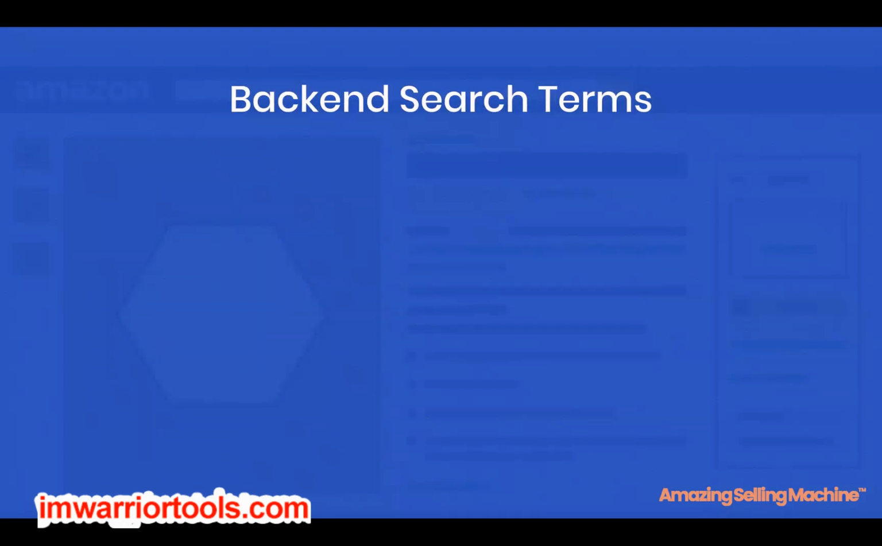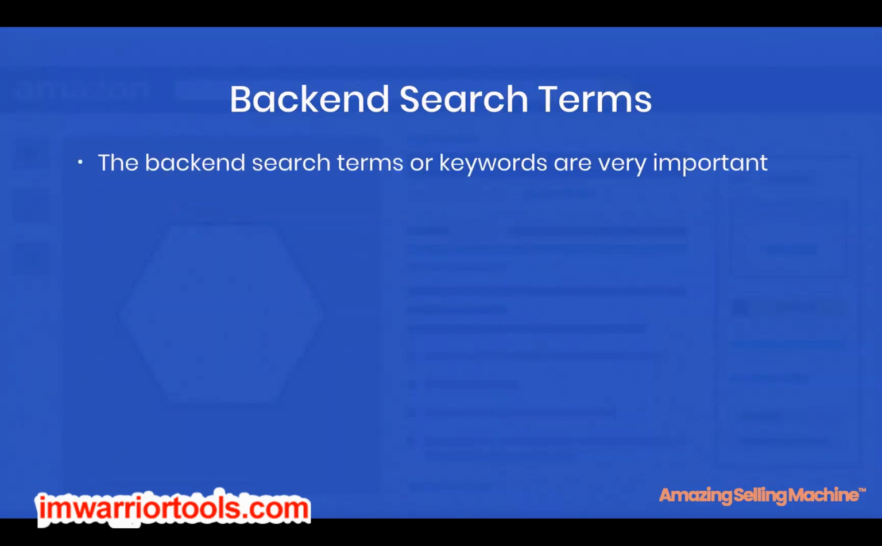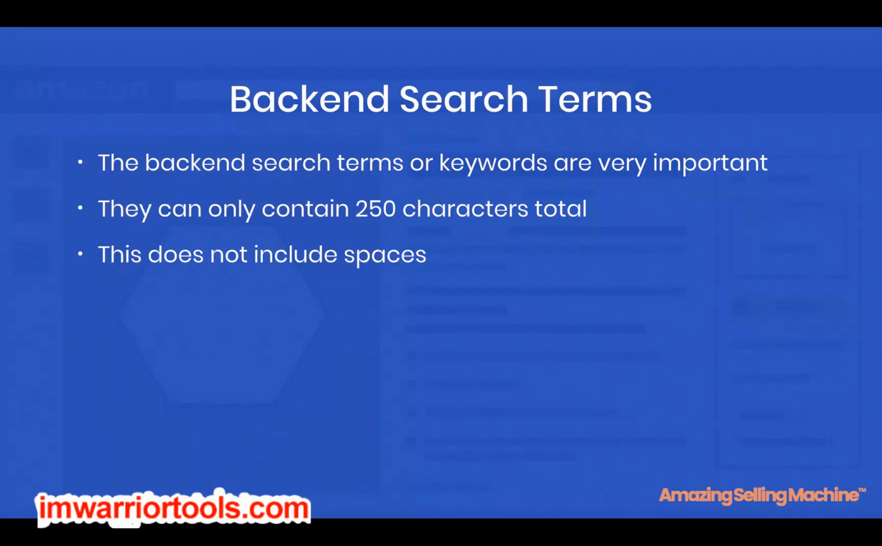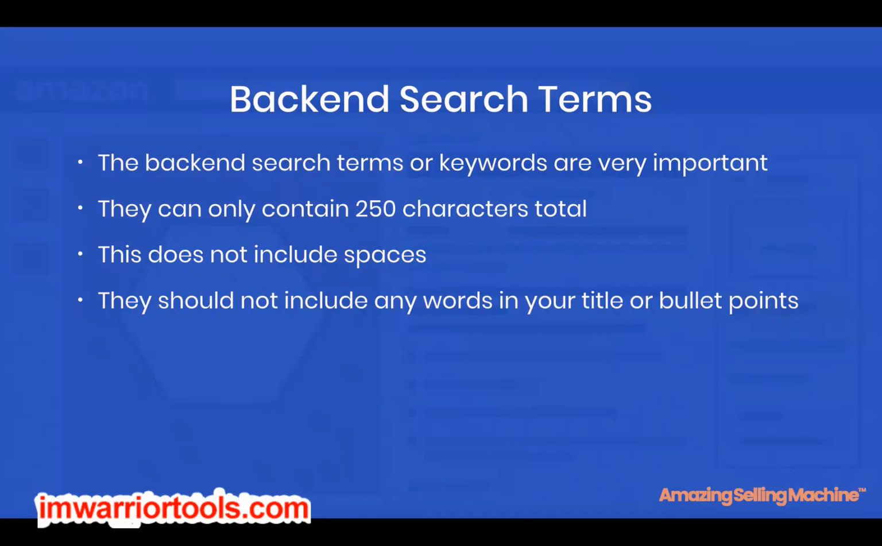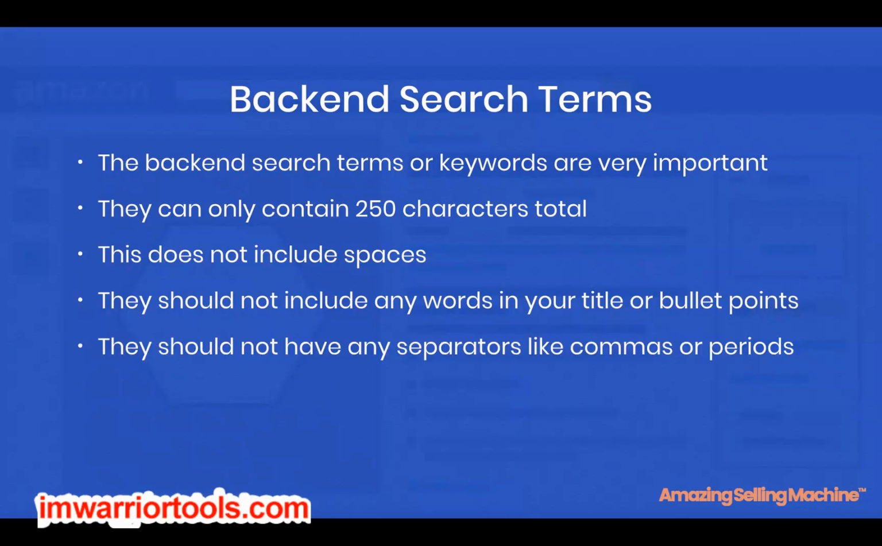Now in this lesson, we're also going to cover the back-end search terms. The back-end search terms or keywords are very important. They can only contain 250 characters total, and this does not include spaces. They should not include any words in your title or bullet points, and this is something we're continually testing. And they should not have any separators like commas or periods.